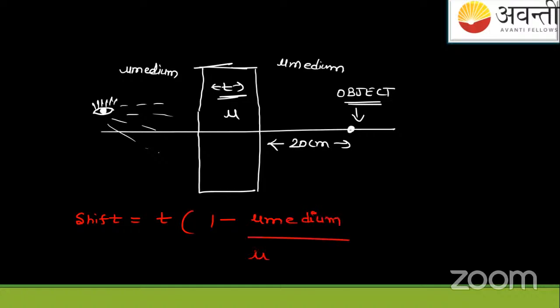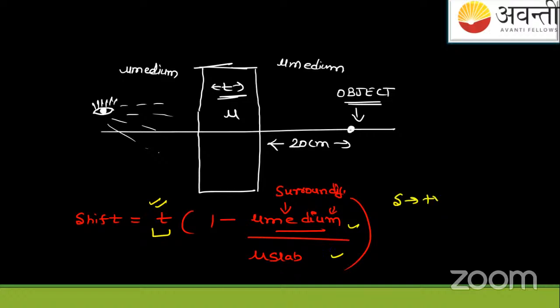upon mu of medium, meaning which medium? Surrounding medium. Mu of the surrounding medium, and mu of the slab. You have to write these things. T is the slab thickness, and these are the refractive indexes respectively. Also I told you, if the shift comes out positive, it is in the direction of the object rays. If the shift comes out negative, it is opposite to the direction of the object rays.